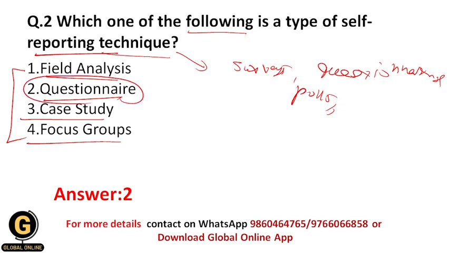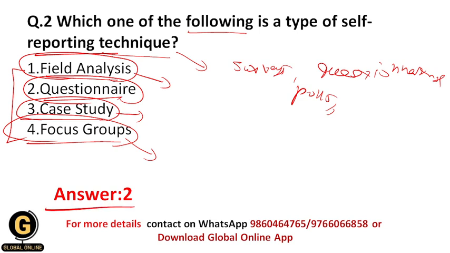Okay, and all of the other options like field analysis, case study and focus groups are data collection methods, but they are not types of self-reporting technique. Within field analysis, the researcher wants to understand human behavior in their natural environment. In the case study, as we have seen earlier in this video, we study in-depth information of a single person only. Within focus groups, there are homogeneous groups with participants who have common characteristics. That's why your correct answer here should be 2.